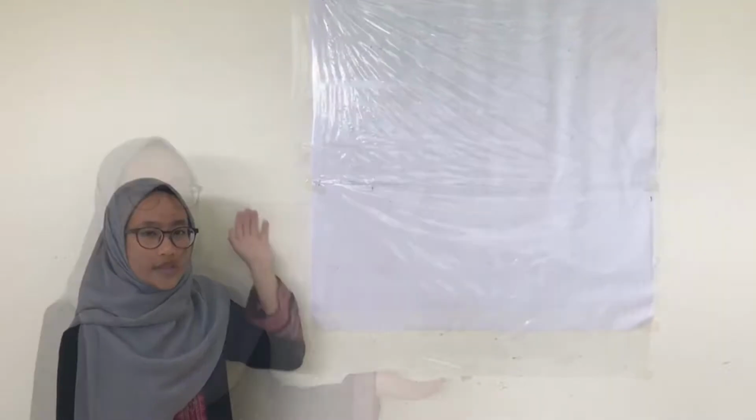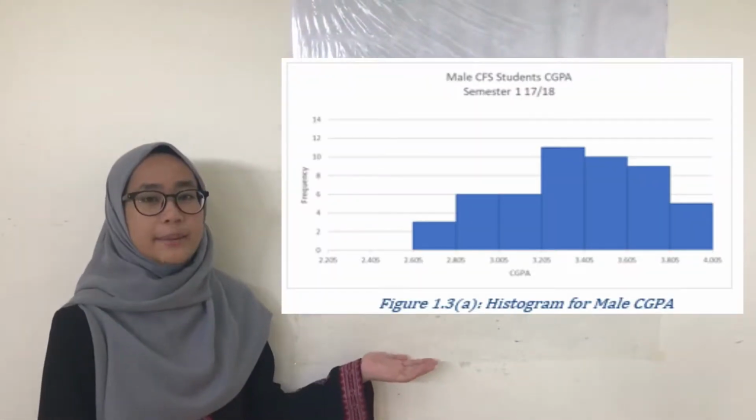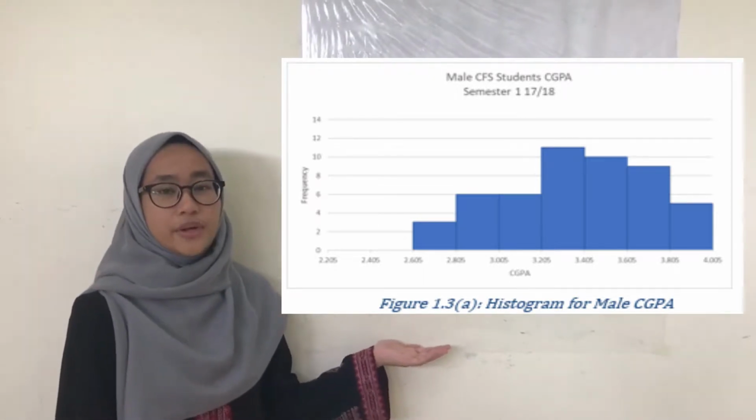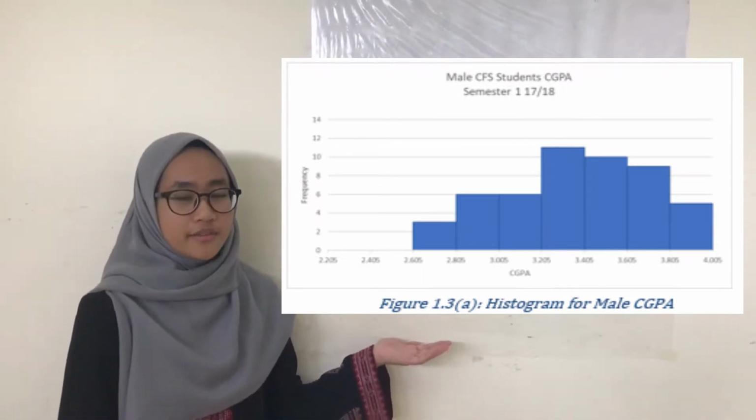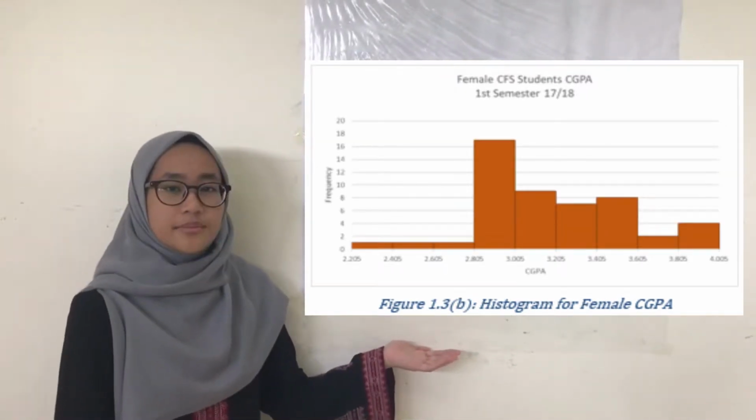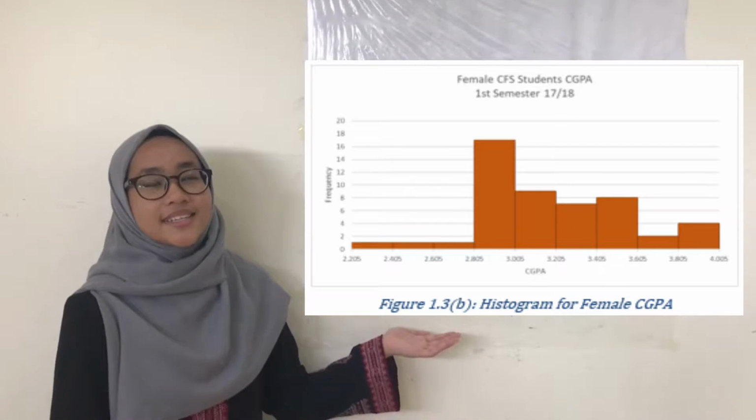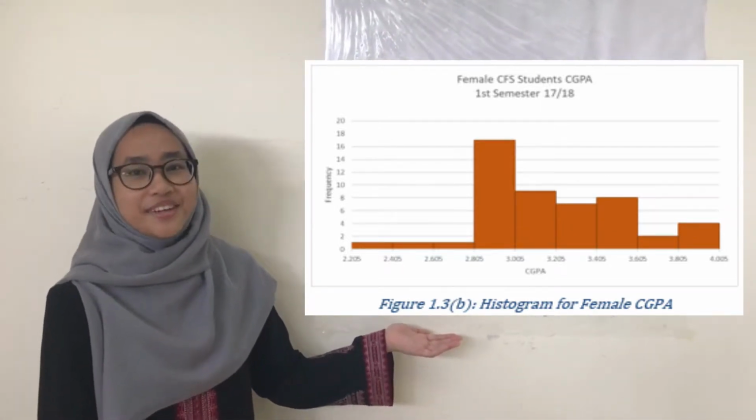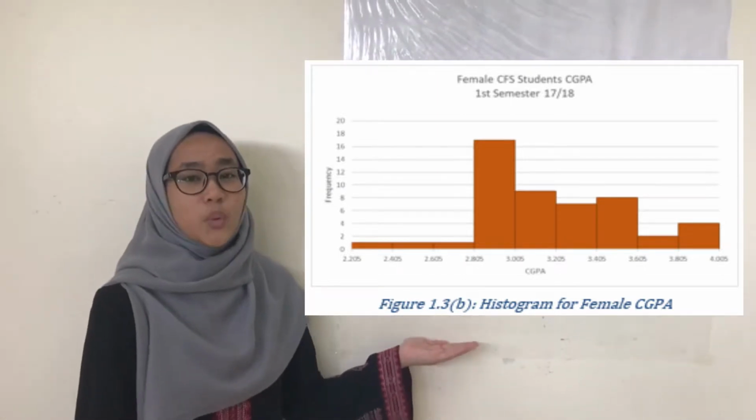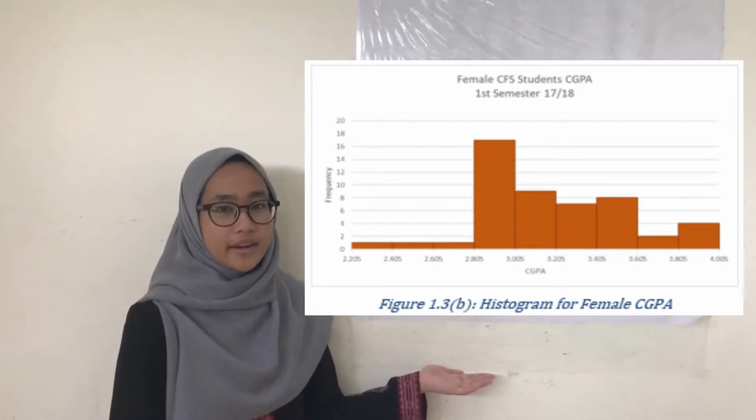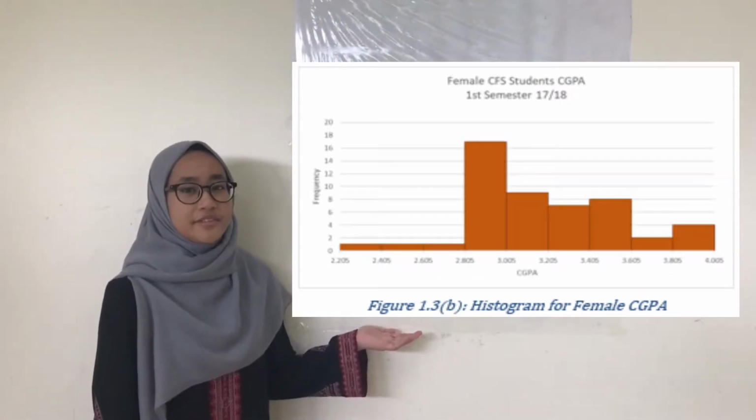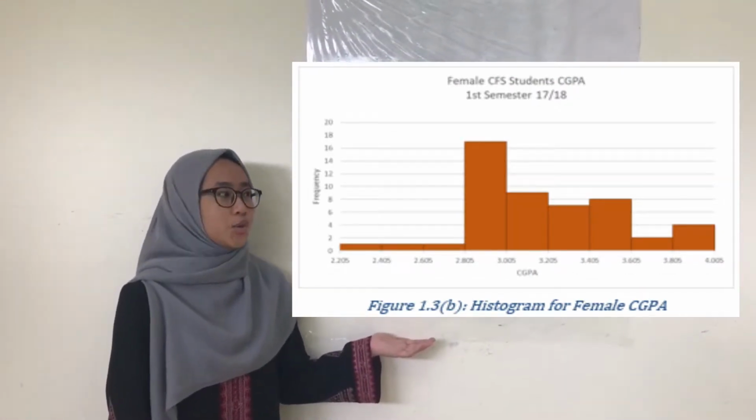the cumulative frequency. In this graph, we can observe that the male CGPA graph has a cluster from 2.705 to 3.905, while the female graph has a cluster from 2.305 to 3.905, which shows that the female CGPA has a wider cluster than the male CGPA graph. The male CGPA has a peak at 3.205, while the female CGPA has a peak at 2.905.